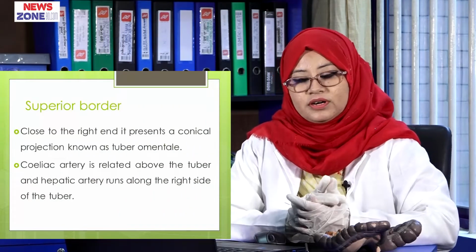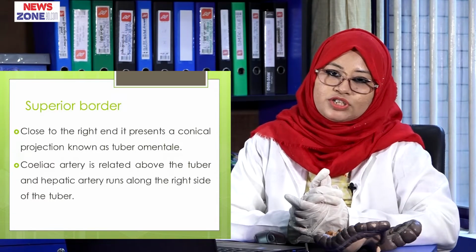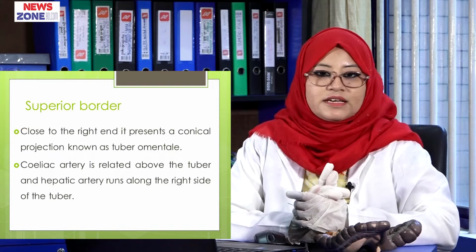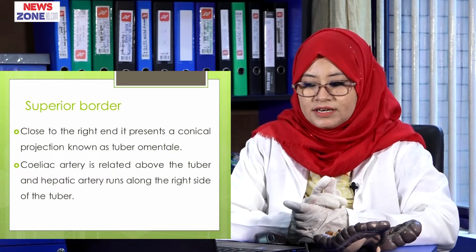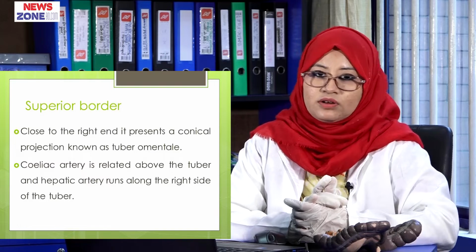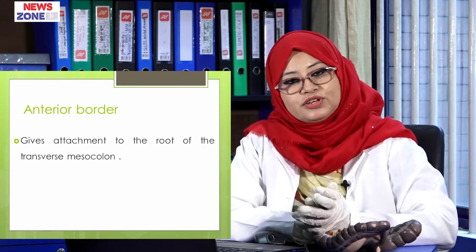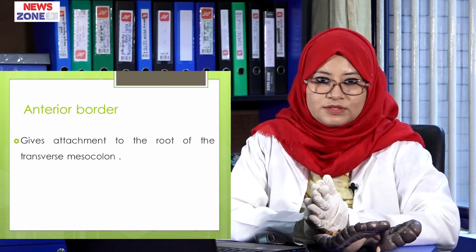Now superior border. Close to the right end, it presents a conical projection known as tuber omentale. Celiac artery is related above the tuber and hepatic artery runs along the right side of the tuber omentale. Anterior border gives attachment to the root of the transverse mesocolon.